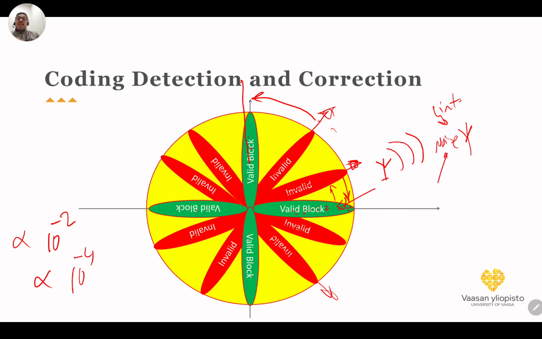Let us ask another question. If you send, for example, this valid code, not two but three errors happen.